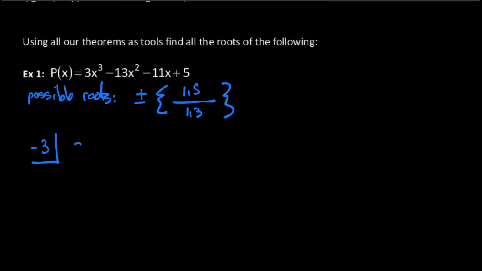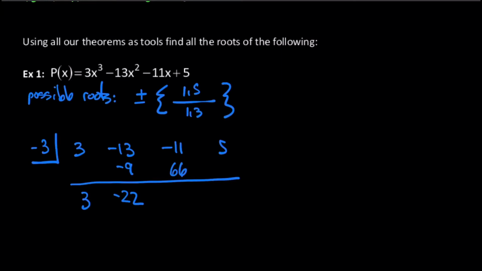My coefficients are 3, negative 13, negative 11, and 5. Bring down, multiply, add, multiply, add, multiply, add. So at first glance, well, forget that. That doesn't tell me anything. I'm going to go on and try another number. But pay attention. I tried a negative root. My signs alternated. That tells me negative 3 is a lower bound.